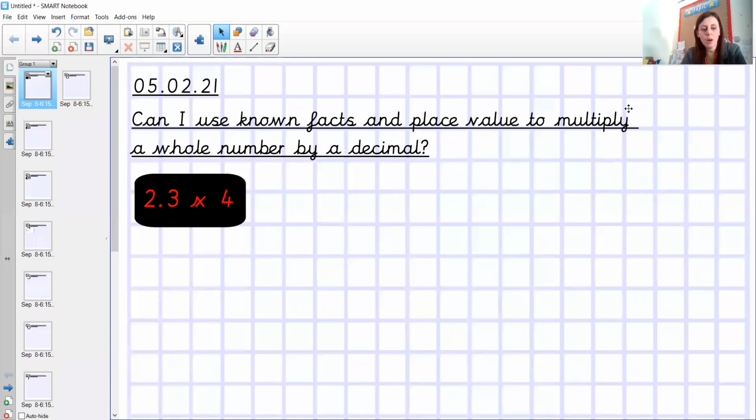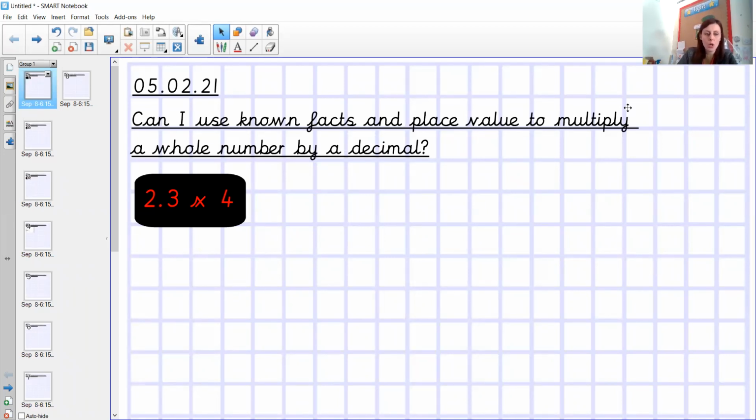So our can I today is, can I use known facts and place value to multiply a whole number by a decimal? Before we start, it's really, really important in today's lesson to think about that word place value and to be really careful when you're setting out your sum, making sure we're putting that decimal point in the right place.